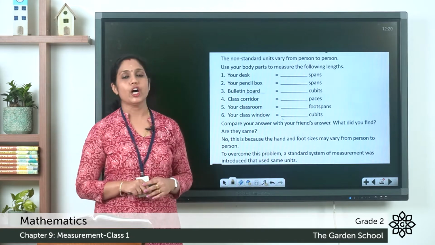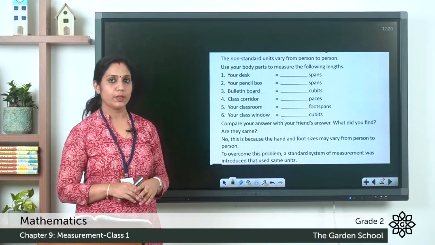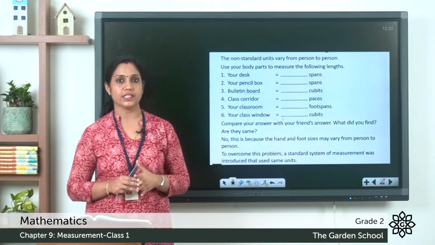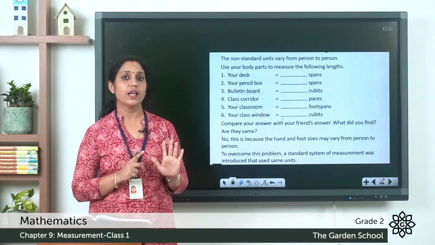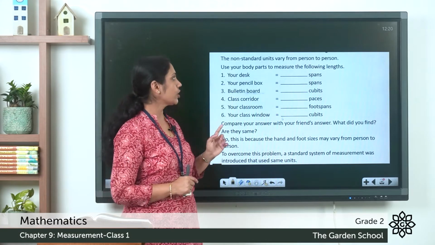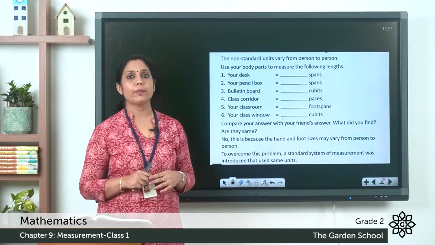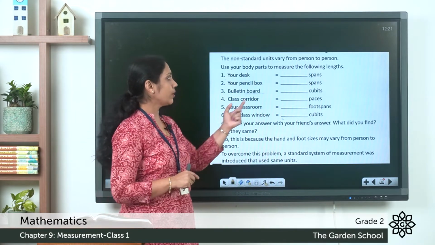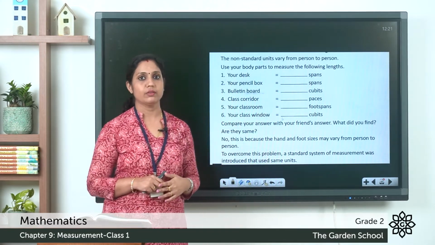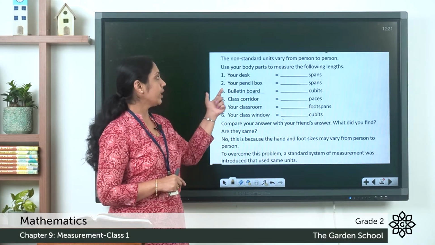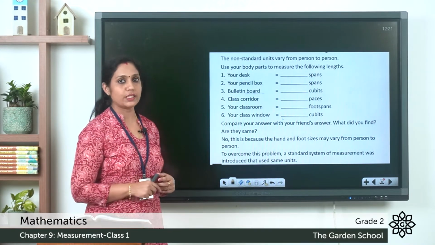First one, your desk. So your table you can measure, and how you should measure? You should measure using your spans. So span means from the thumb to the little finger. So measure how many spans you got. The second one, you have your pencil box, and that also you have to measure how many spans you get. Find out with your hand span how many spans you get about your pencil box.